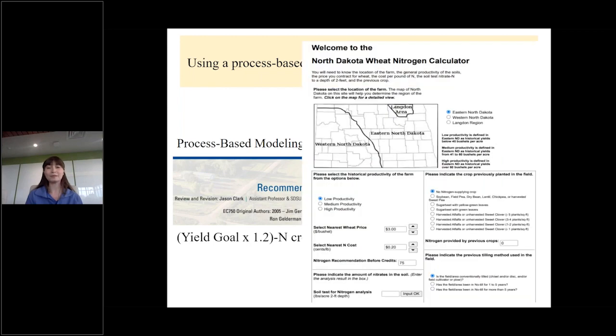Empirical models are statistical rule-based models. And I think a really good example of an empirical model is the North Dakota wheat nitrogen calculator. For example, you have these different variables that you input into that statistical model, such as the productivity, the management, the region in which you have your field, and these variables go into that statistical rule-based model, and that can generate the recommendation for you.